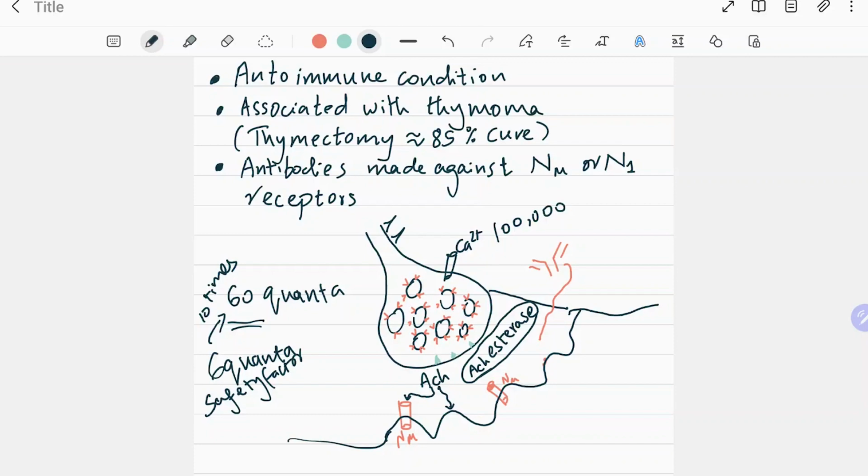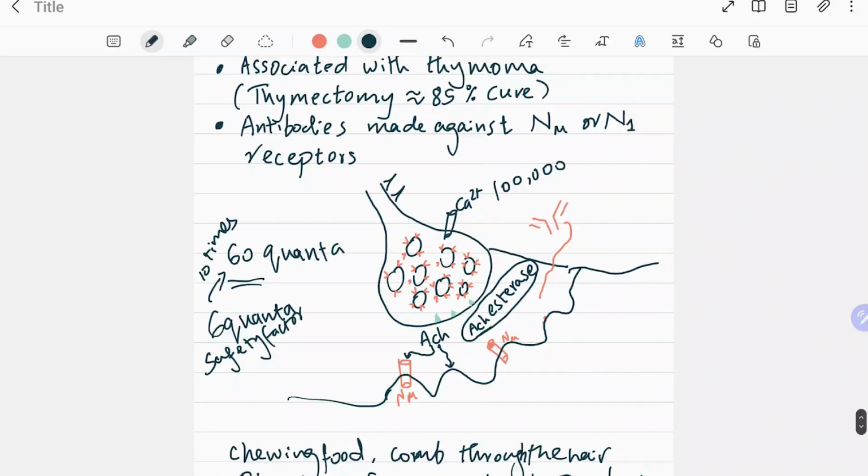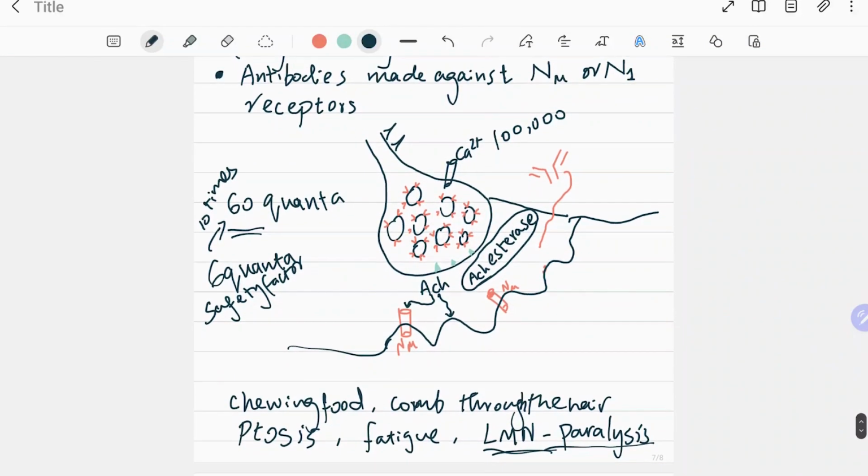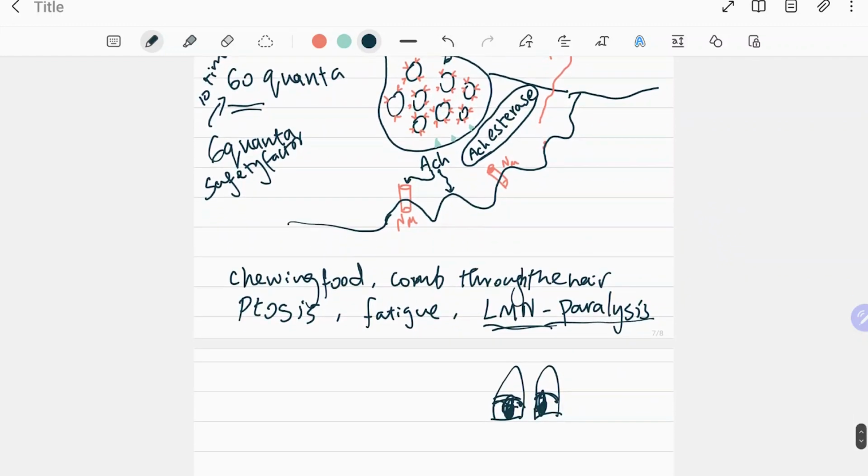It won't function properly. So there's a chance that some bad cells are produced in the thymus, which will make these antibodies that will destroy the nicotinic receptors, reducing the safety factor and causing all these problems where we are exhausting the acetylcholine. There is a reduction in the available vesicles eventually. So your repeated movements become weaker and weaker, and that's very important.